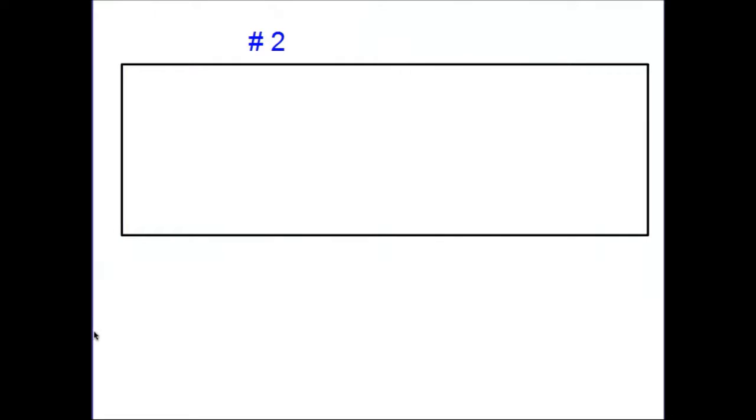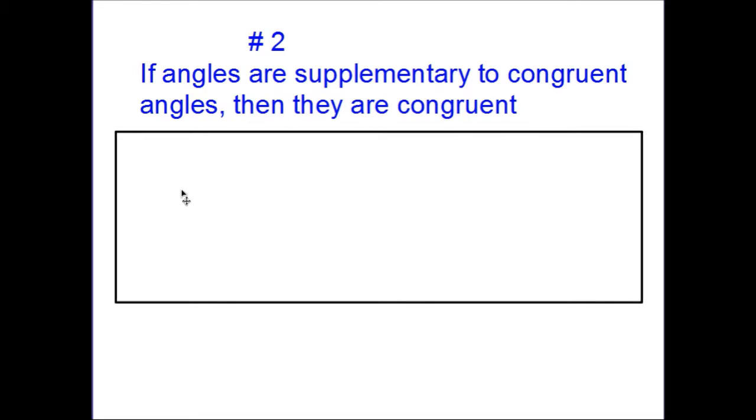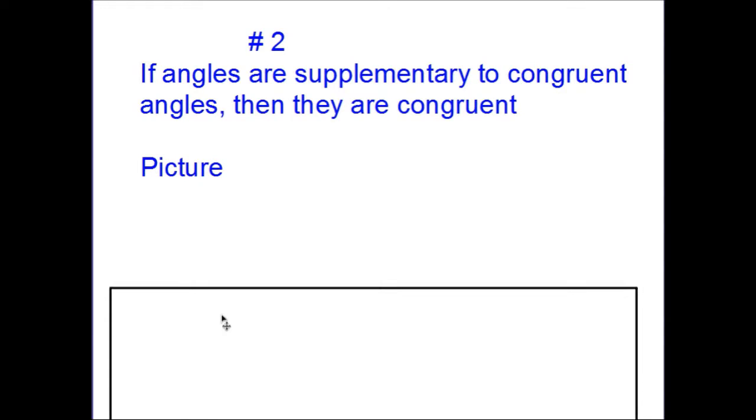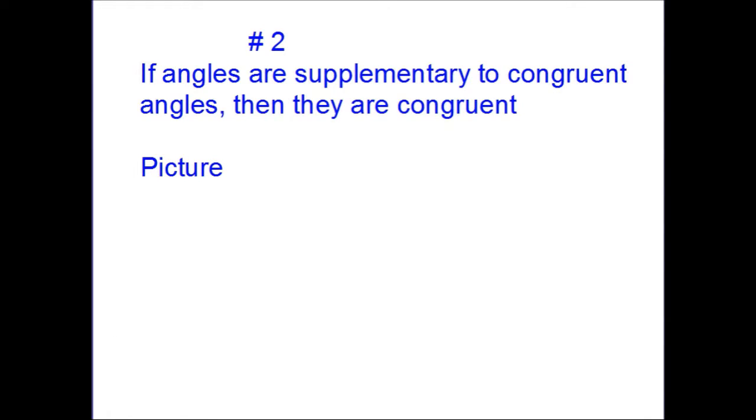Alright, here comes our second theorem. If angles are supplementary to congruent angles, then they are congruent. Now let's draw out that picture. So it starts off here that we know that we have 2 congruent angles. So let's say that angle A is congruent to angle B. Let's just draw them out. So here's angle A, and let's say angle A is 50 degrees, which would also mean that angle B is going to be 50 degrees as well.